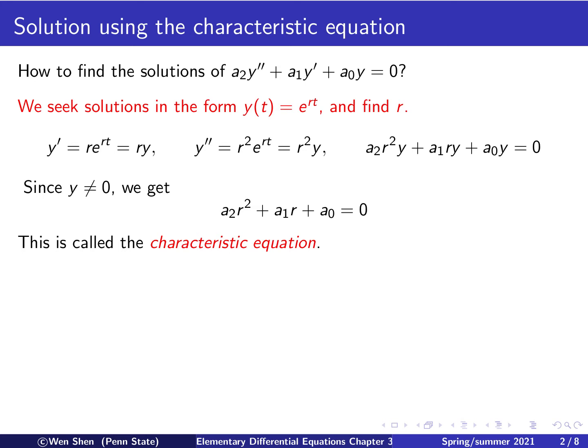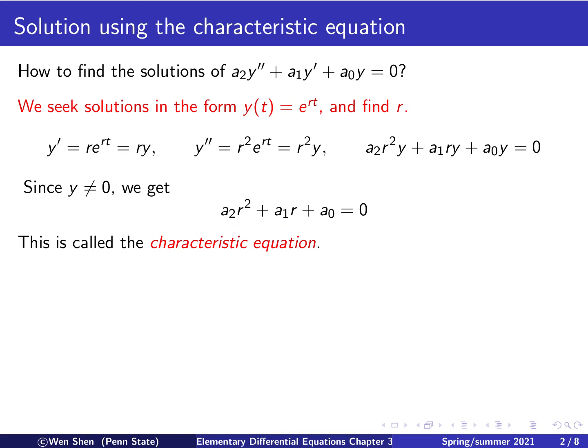This is an equation to be satisfied by this rate r here. And we know a0, a1, a2 are constants, already given in the equation. So this has a name. We call this the characteristic equation. It means that if e to the rt shall be a solution for this problem, then the rate r must satisfy this equation.